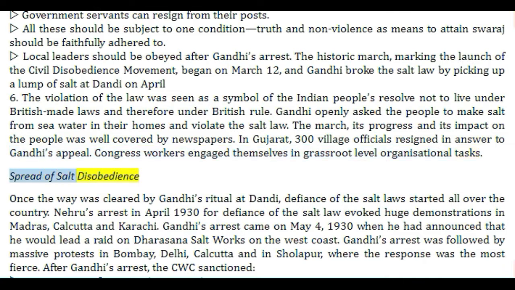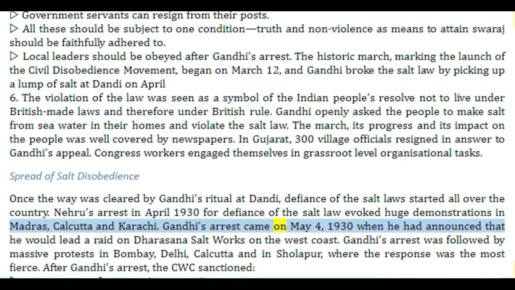Spread of salt disobedience. Once the way was cleared by Gandhi's ritual at Dandi, defiance of the salt law started all over the country. Nehru's arrest in April 1930 for defiance of the salt law evoked huge demonstrations in Madras, Calcutta and Karachi.